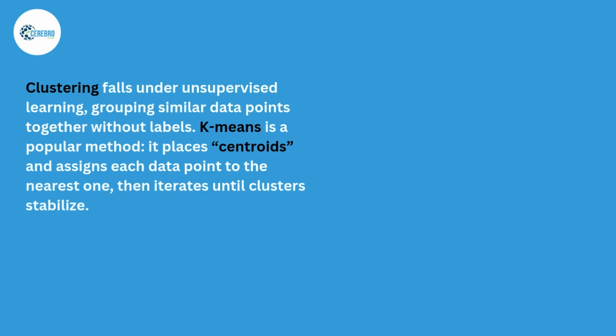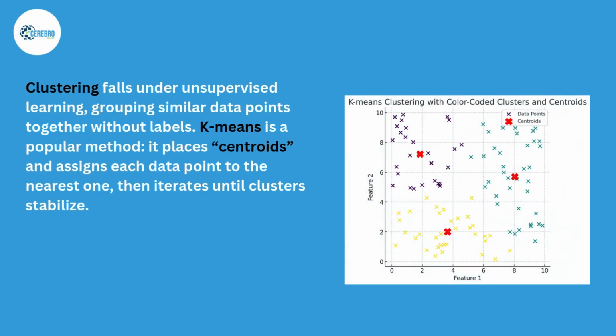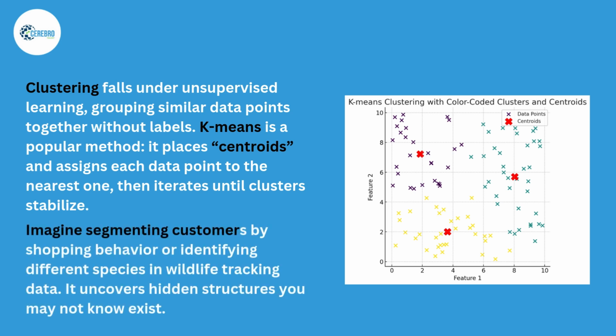Clustering falls under unsupervised learning, grouping similar data points together without labels. K-means is a popular method. It places centroids and assigns each data point to the nearest one, then iterates until clusters stabilize. Imagine segmenting customers by shopping behavior or identifying different species in wildlife tracking data. It uncovers hidden structures you may not know exist.